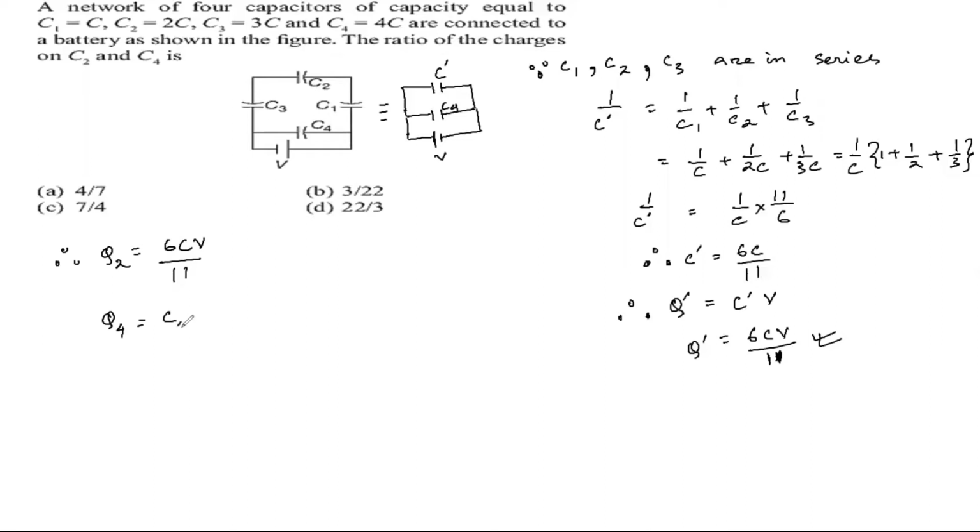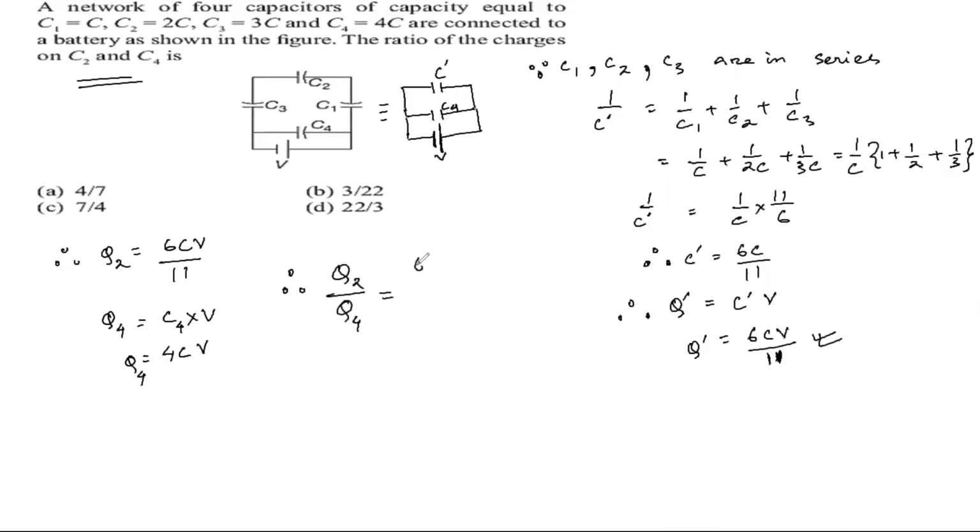Now we are going to find the charge through the C4 capacitor. It is C4 multiplied by V, because it is parallel to this battery V. Now the C4 capacitor has a capacitance of 4C, so we write 4C multiplied by V. This is the amount of charge in the fourth capacitor. Now we are asked to find the ratio of the charges in C2 and C4, so we find the ratio Q2 by Q4.